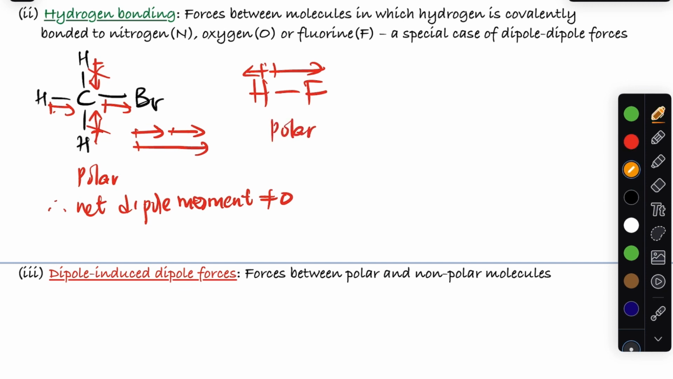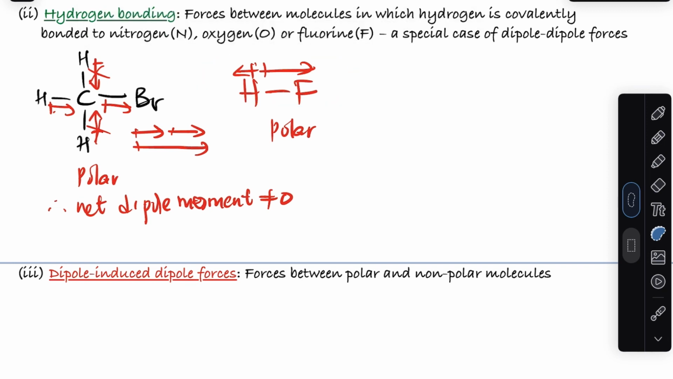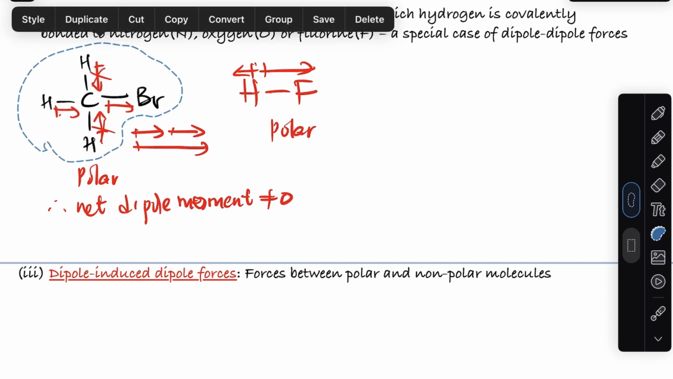So now what I was saying, hydrogen bonding occurs between molecules in which hydrogen is covalently bonded to nitrogen, oxygen, or fluorine. So now in this one, we're going to look at the hydrogen. This hydrogen is covalently bonded with... let's look at this hydrogen. Let me change the way. Let me put them in a different orientation. Let me put it like this.